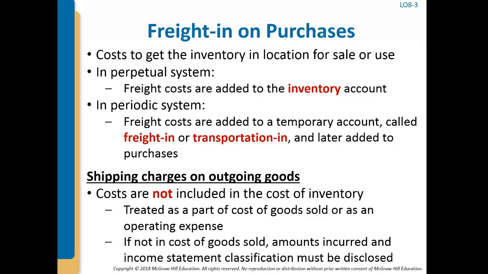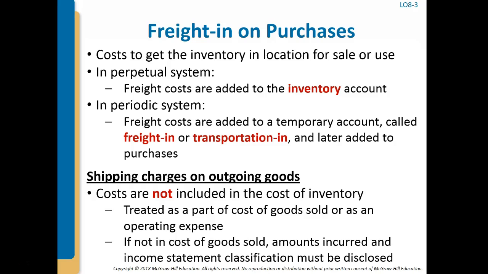The account is closed to cost of goods sold along with purchases and other components of cost of goods sold at the end of the reporting period. From an accounting systems perspective, freight in also could be added to the purchase account. From a control perspective, by recording freight in as a separate item, management can more easily track its freight cost.